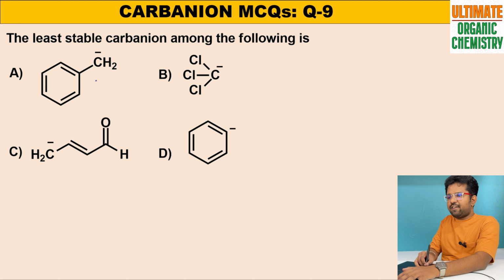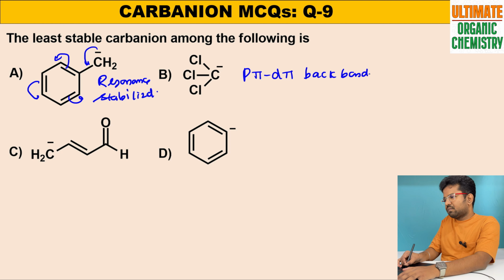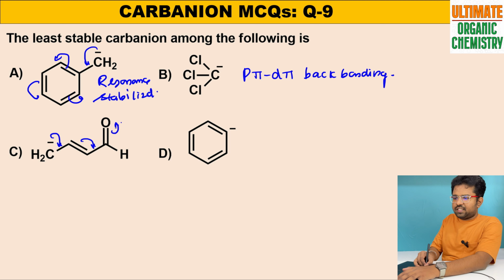First case is an example of benzyl anion. This can be stabilized by resonance effect. Second case is an example of trichloromethyl anion. This can be stabilized by p pi d pi back bonding. I have explained just before. Third case is an example of a crotonaldehyde derived carbanion. So this can be stabilized by resonance effect.